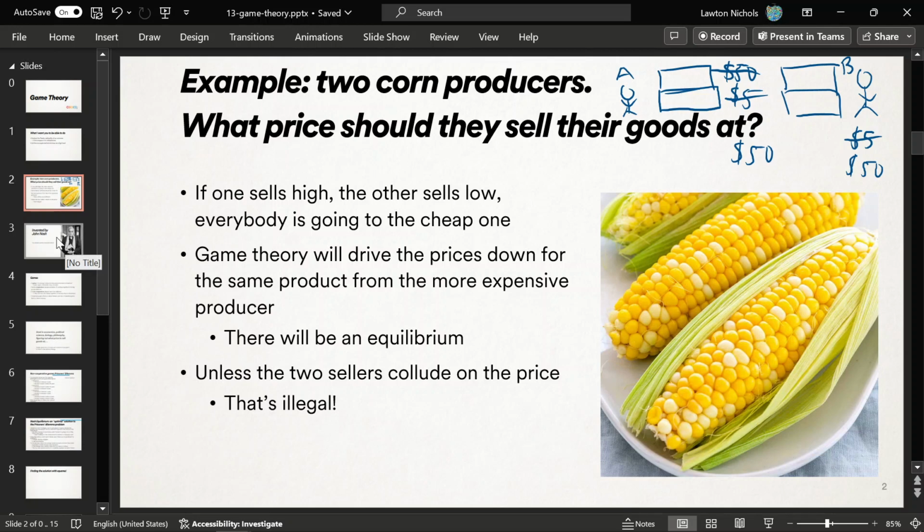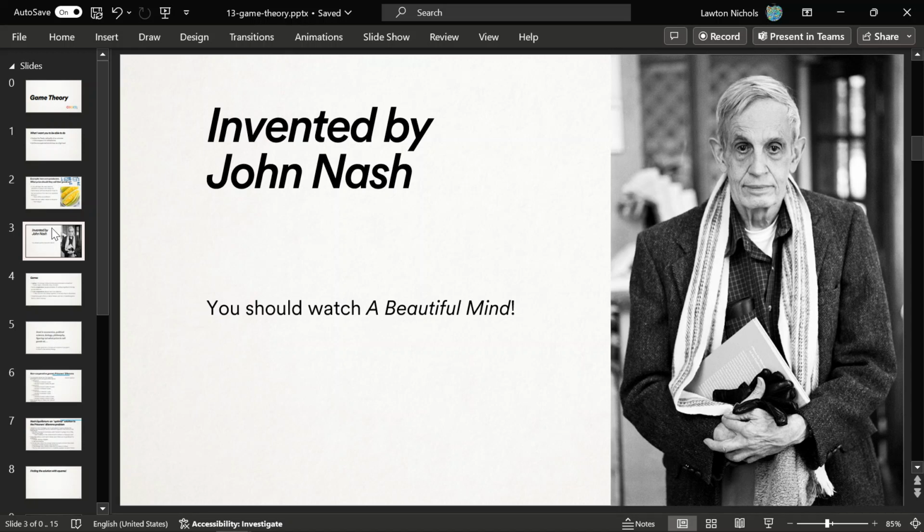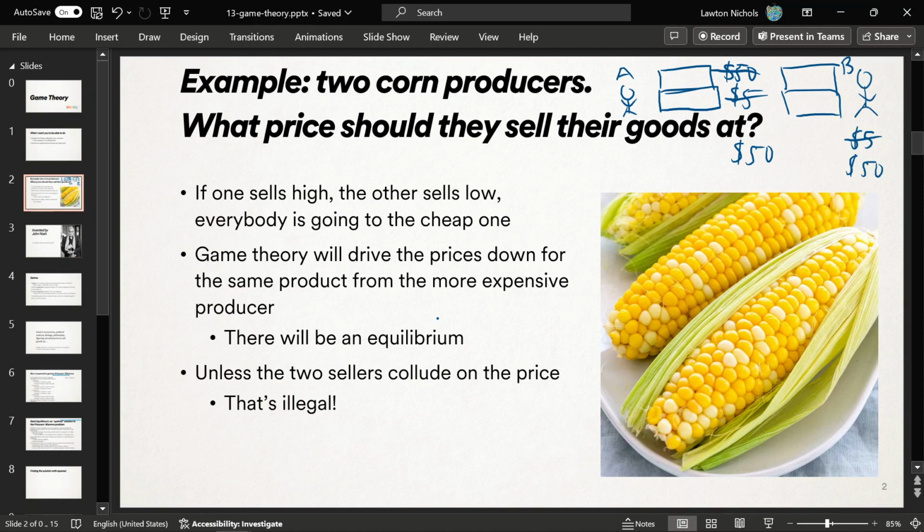So the word game is definitely an overloaded term in game theory, but it's a very popular field, and it has a lot to do with a bunch of different interlinking concepts. So game theory was invented by a man named John Nash. He had a movie made about his life. It's a fun idea. But yeah, game theory is all about finding equilibriums to problems.